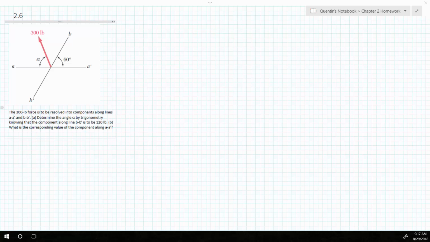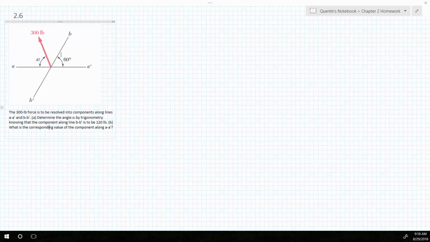Okay, we're looking at number 2.6, and what we're supposed to be doing is we have this 300-pound force, and you want to resolve it into components along the A prime axis and the B prime axis, and we're supposed to calculate alpha if we know that the portion along the B prime axis is 120 pounds. And then we're supposed to turn around and figure out how much is along the A prime axis.